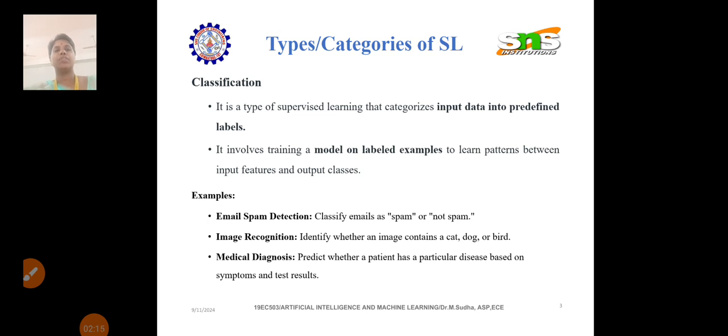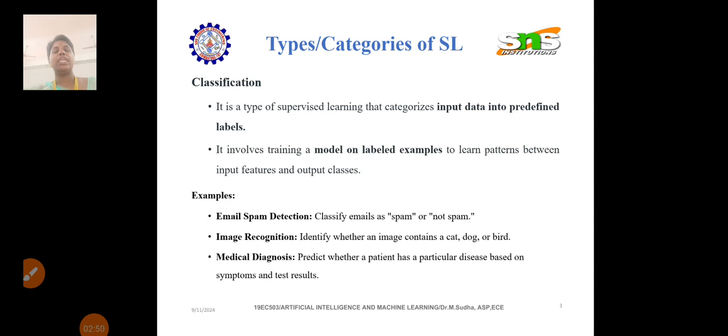Next, coming to classification. Classification is used to produce discrete outputs, like a true or false model, and we can say it is a type of supervised learning that categorizes input data into predefined labels. Because we are giving the input as predefined, the outcome will be yes or no, or true or false. It involves training a model on labeled examples to learn patterns between the input features and output classes.